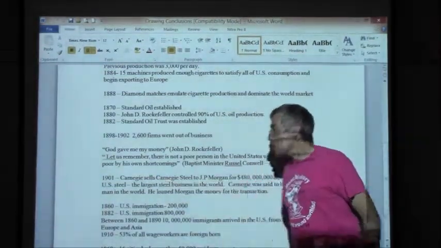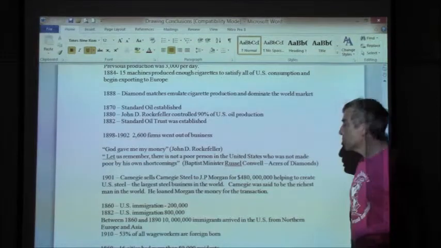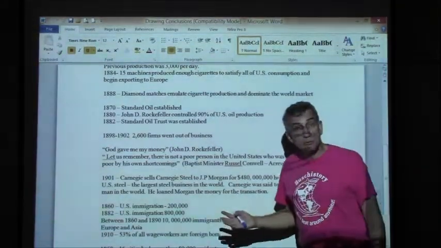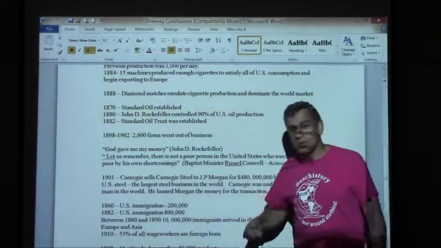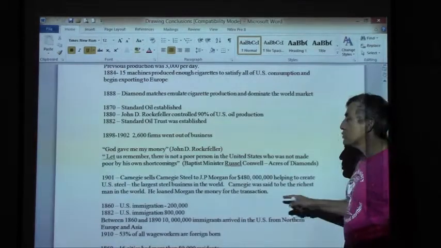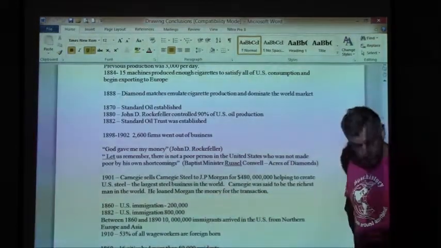In 1901, Carnegie sells Carnegie Steel to J.P. Morgan for $480 million, helping to create U.S. Steel. And the funny thing was, he lent J.P. Morgan money to buy it. The largest steel business in the world, Carnegie was said to be the richest man in the world. He loaned Morgan the money for the transaction.